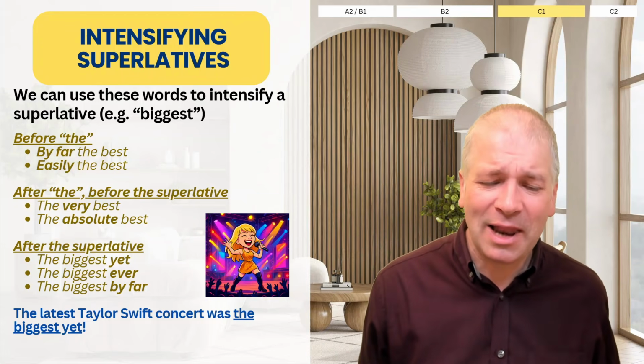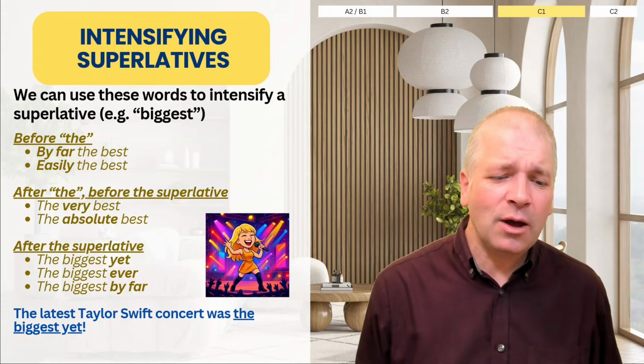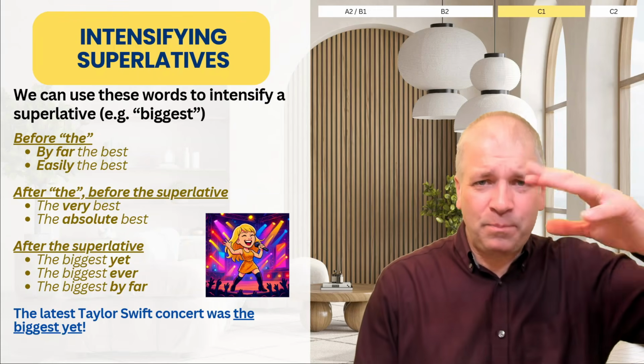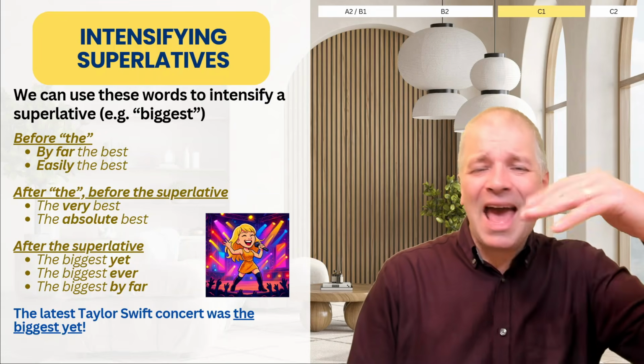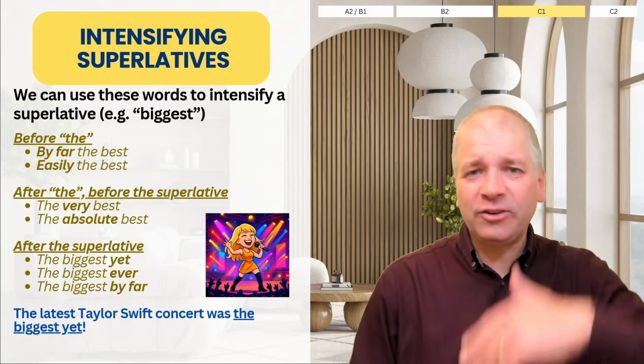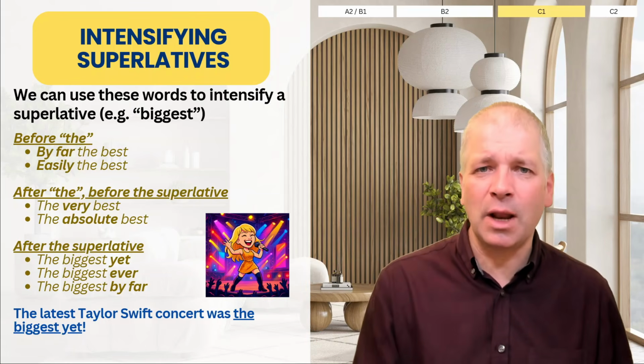So if we say the latest Taylor Swift concert was the biggest yet, then we say this concert was bigger, perhaps because there were more people there, or it made more money than any others up until now. Maybe in the future there'll be bigger ones, but at the moment, this is the number one.